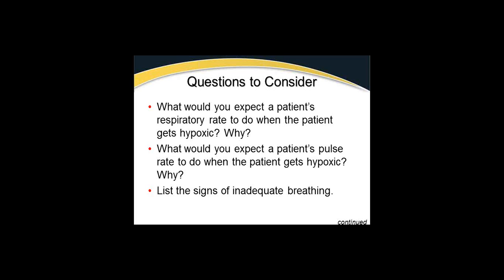What would you expect a patient's respiratory rate to do when a patient gets hypoxic, and why? Initially, it goes up as they try to compensate for that, and then it will go down as their body has now worked in an oxygen depleted environment for some time, and the body just has started to wear out. What would you expect a patient's pulse rate to do when they get hypoxic? Again, it goes up initially and then down as they try to compensate, and then as they wear out. List the signs of inadequate breathing, you can do that.